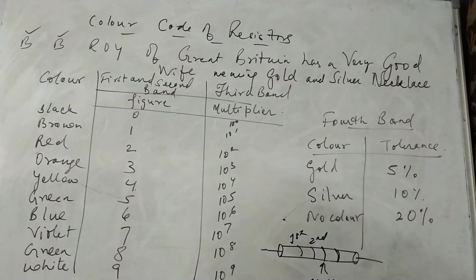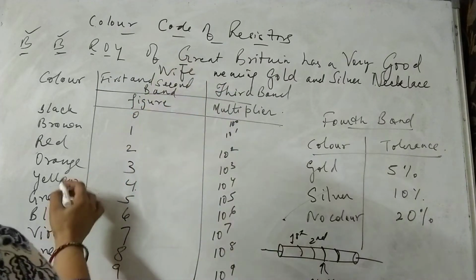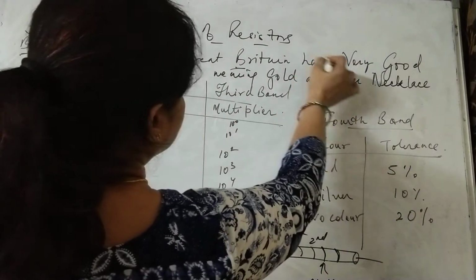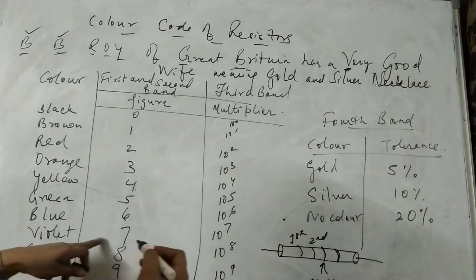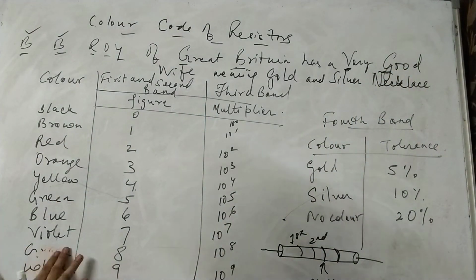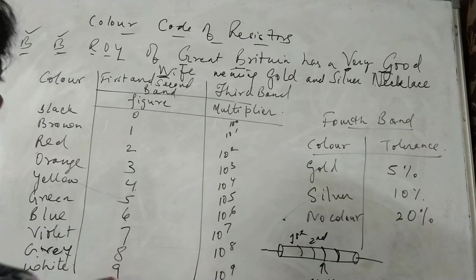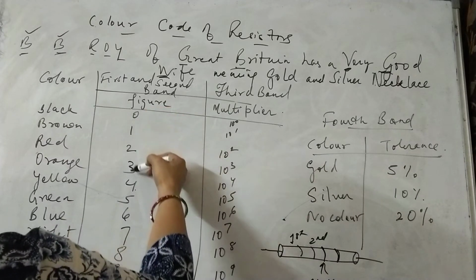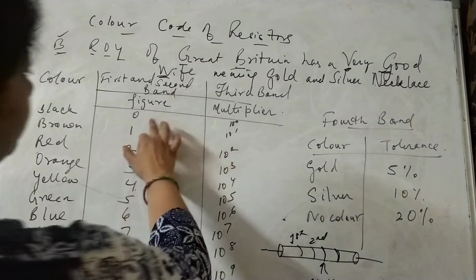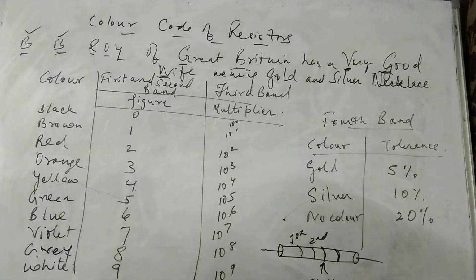Then you get the grades. I'm underlining these terms here. G is for green, B is for blue, V is for violet, then this is grey, and the last one is W for white. So the numbers go 0, 1, 2, 3, 4, 5, 6, 7, 8, 9. And the multiplier will be 10 to the power 0, 10 to the power 1, 10 to the power 2, 10 to the power 3, and so on till 10 to the power 9.